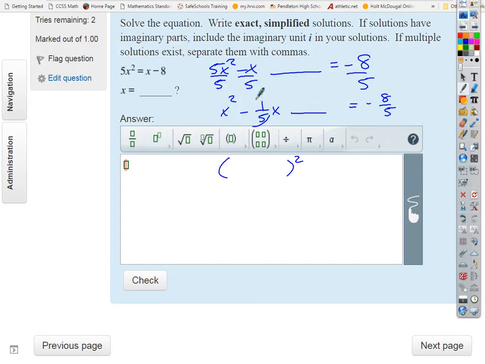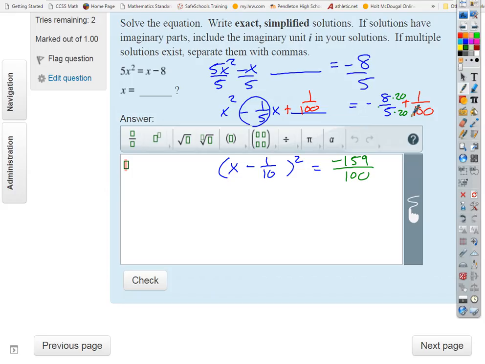And so half of -1/5 is -1/5 times 1/2, which is -1/10, which means I need to add to both sides -1/10 squared, which is 1/100th. So what's that going to leave me with on this other side? Well, -8/5 plus 1/100th. If I multiply top and bottom by 20 to get 100 on the bottom, I'm going to get -160 plus 1 is -159 on the top over my common denominator of 100.